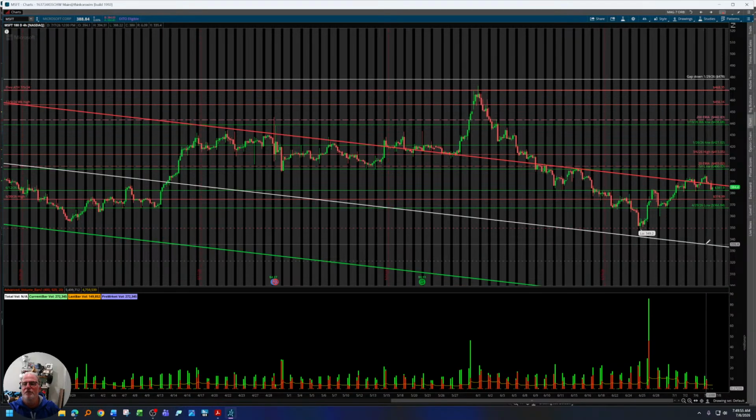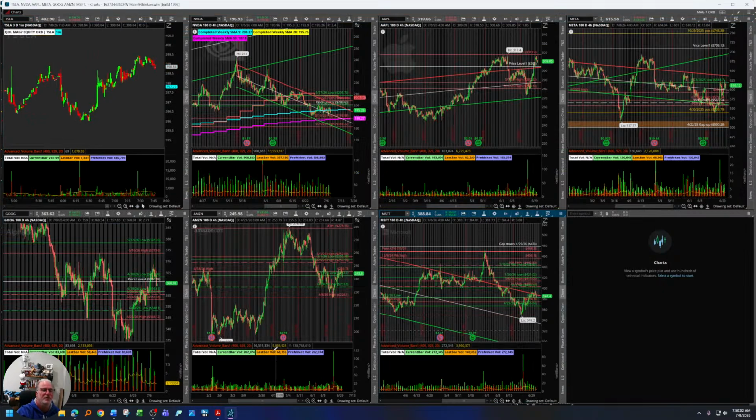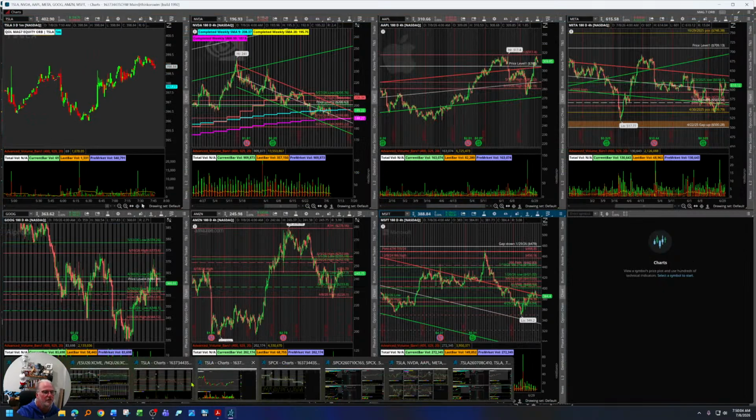And if you lose that 350, I'm sorry to say, 335.40 looks like it potentially could happen there. All right, that's it for the Mag 7. Let's get into Tesla right now.